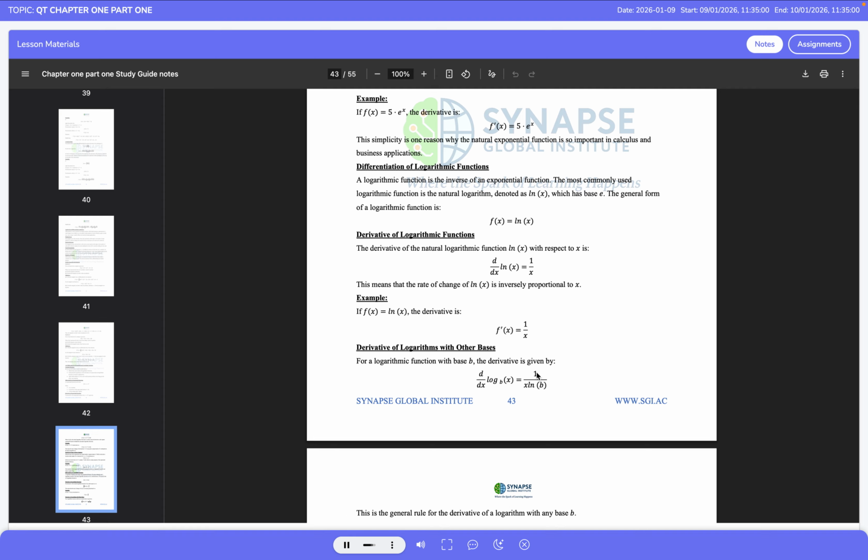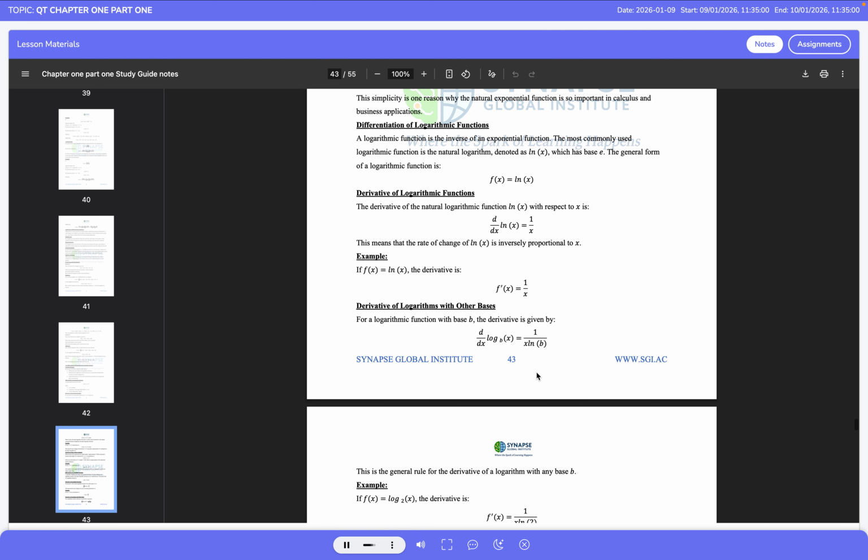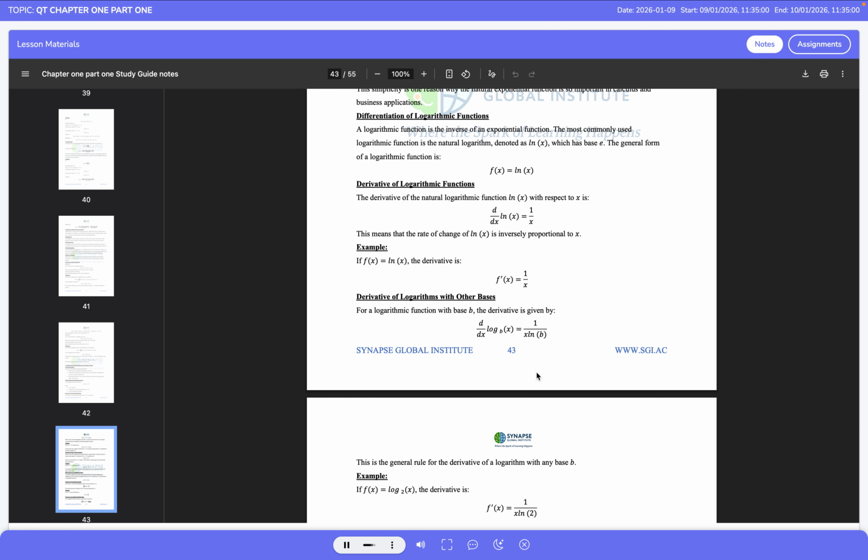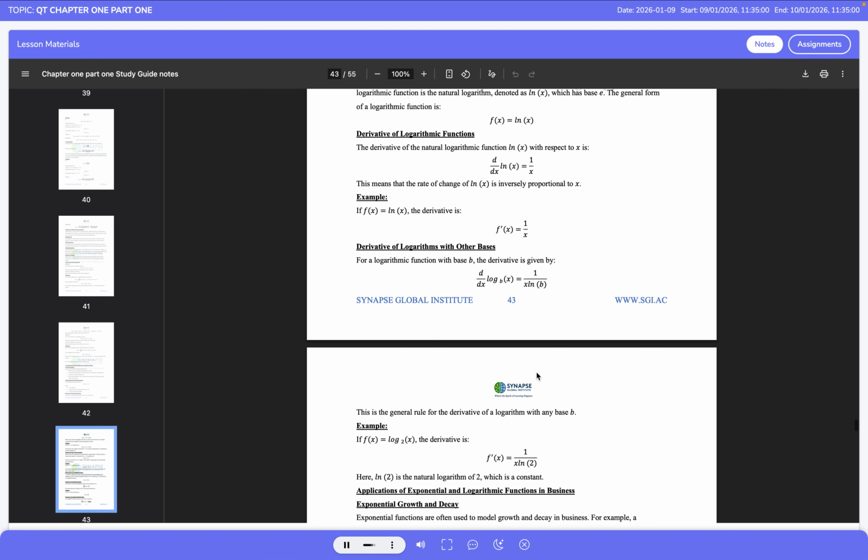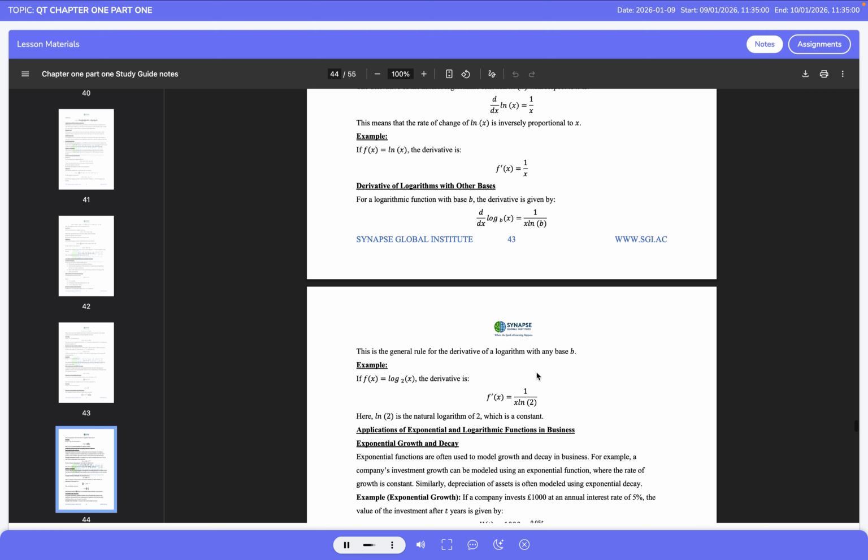If the logarithmic function uses a base other than e, such as base b, the derivative is 1 divided by x multiplied by the natural logarithm of b. In words, the derivative of log base b of x is 1 divided by x times the natural logarithm of b. The natural logarithm of b is a constant, so the overall structure of the derivative still shows an inverse relationship with x.